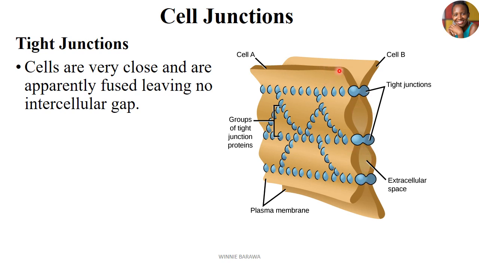So we have our cell A here and cell B, and they're connecting at the tight junction very tightly together, in contact with each other, fused, and there's no gap between these two cells. So in short, you cannot expect materials to cross or move from one cell to the other in the cases where we have tight junctions.